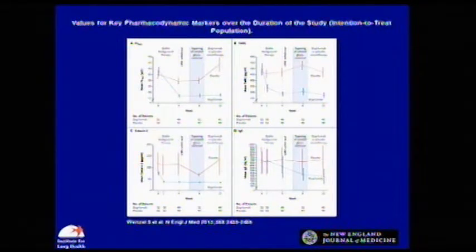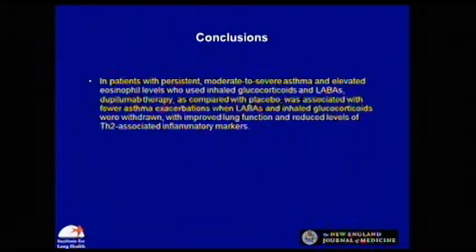This dupilumab study again suggested it was hitting its target, so there were reductions in exhaled nitric oxide in the treated group, there were reductions in Th2-related chemokines, TARC, eotaxin 3, and interestingly in the time course of the study, trends towards reduced IgE as well. So the conclusion from this study was that targeting IL-4 receptor alpha can maintain asthma control if you withdraw baseline corticosteroid and long-acting beta agonist therapy in patients who are eosinophilic.